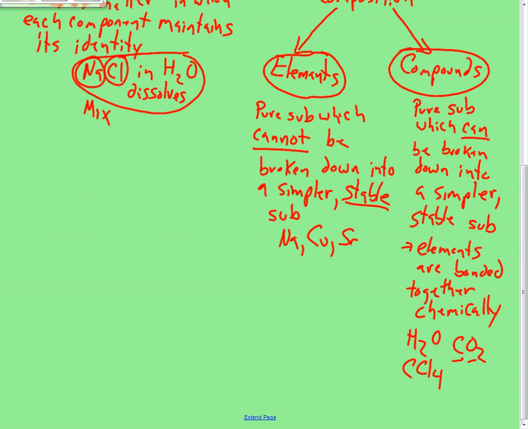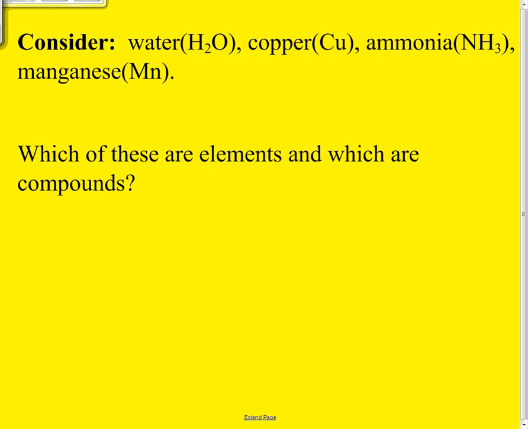So let's go back and take a look at our question. Which of these are elements, which are compounds? Water, H2O, do we think that this is an element or a compound? Water is going to be a compound. Compound, H2O. Good. How about copper? Element or compound? Copper is an element.